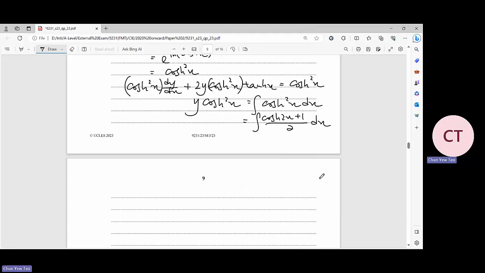Then after that, I continue over here. Split them, and you will get 1 over 4 sinh 2x plus half x plus c. Your left hand side will remain as y cosh square x.